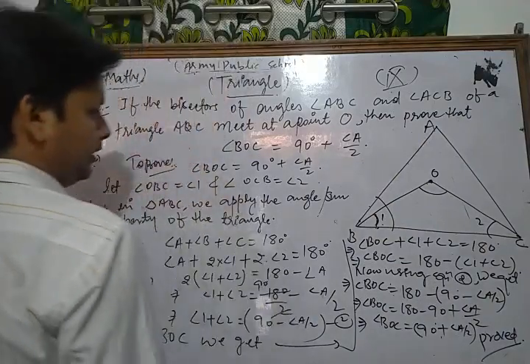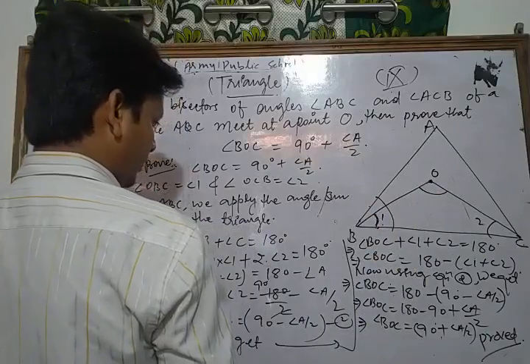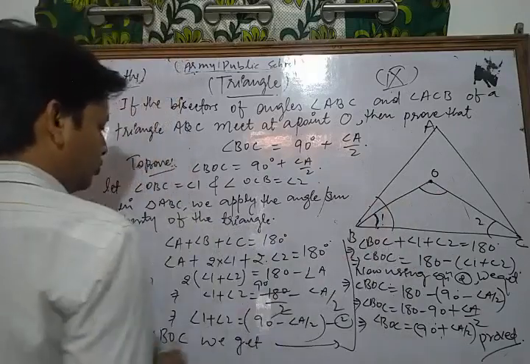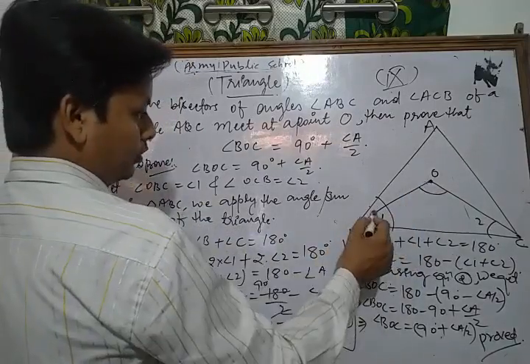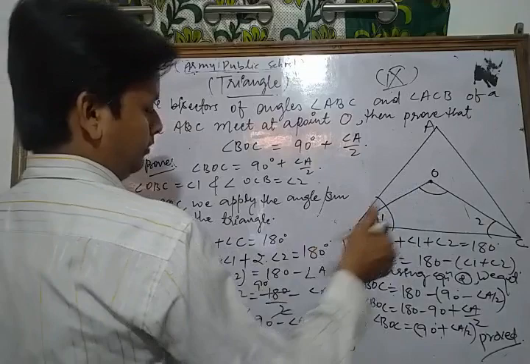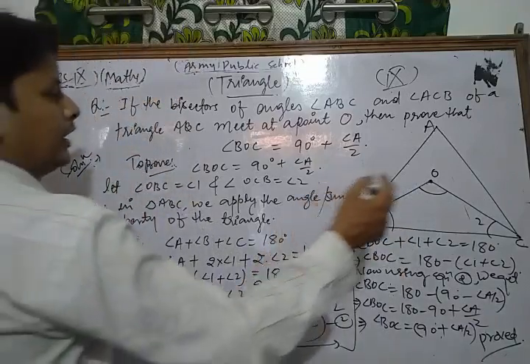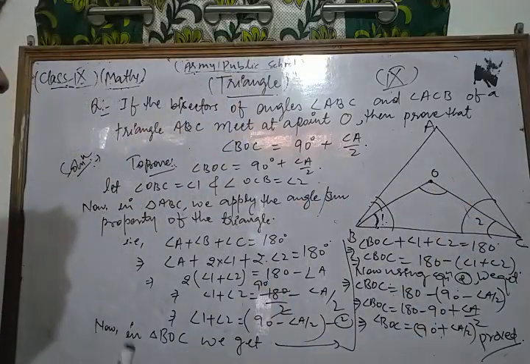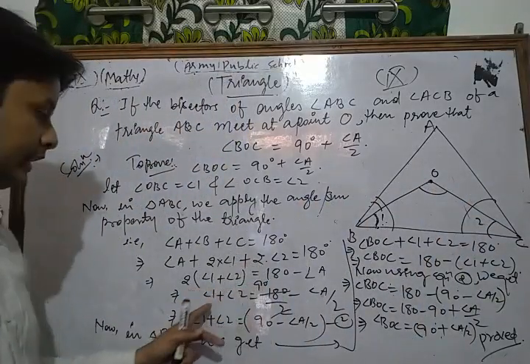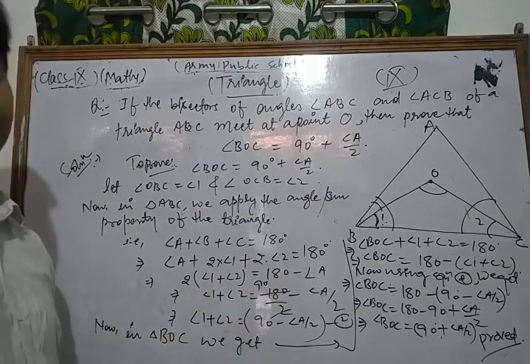After that, what do I do? Here BO is the bisector of angle B, so we can write angle B is equal to 2 times angle 1, because this is a bisector, so that angle is equal to that angle. Similarly, angle C is equal to 2 times angle 2. From there we simplify them and we get the value of angle 1 plus angle 2, which is 90 minus angle A by 2.